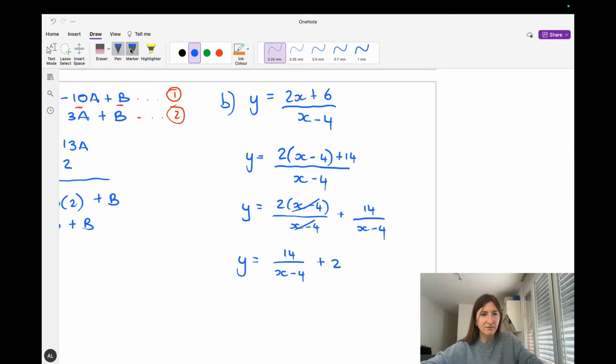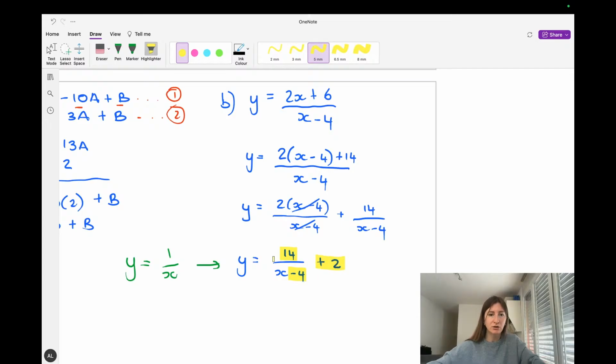And now you can see from the graph of y equals 1 over x to this graph what's changed. So let me highlight that. We have a minus 4, we have a 14, and we have a plus 2. Those are the sequence of transformations.